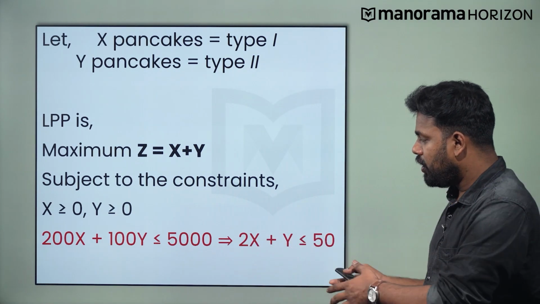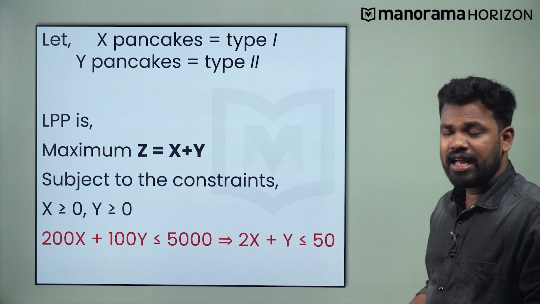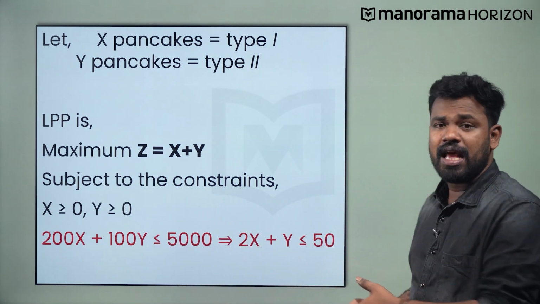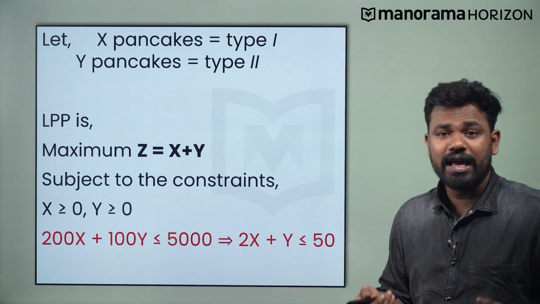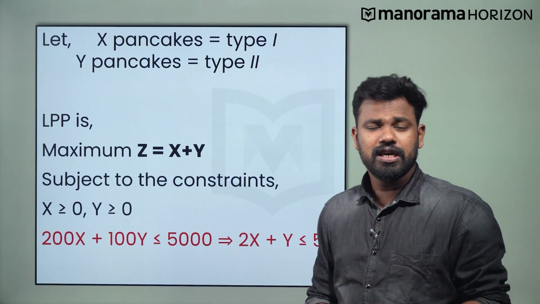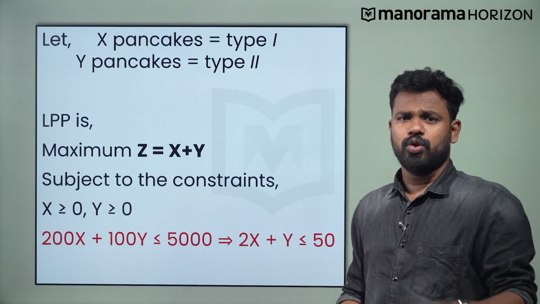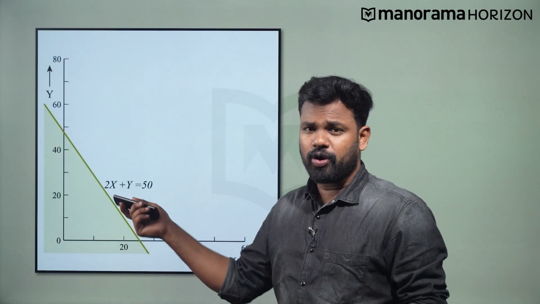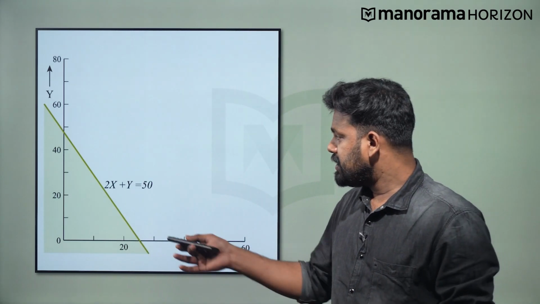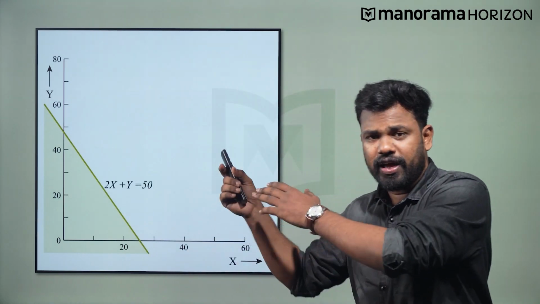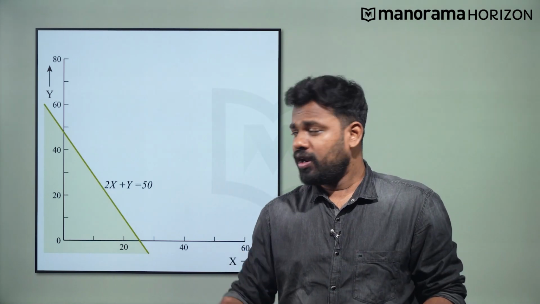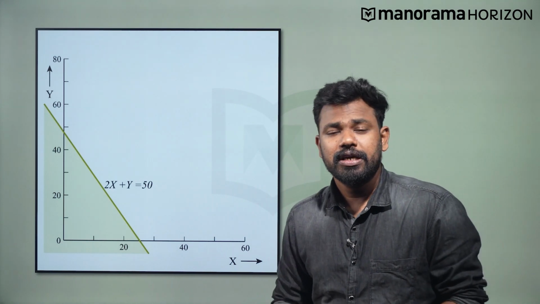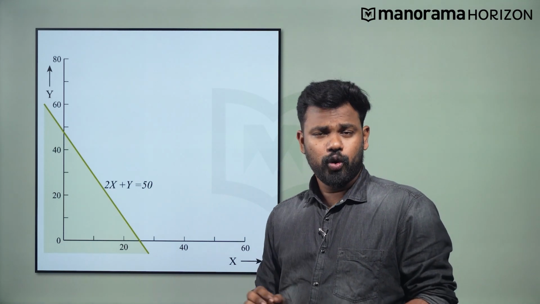You can see that this 200x plus 100y less than or equal to 5,000 can be simplified and written as 2x plus y less than or equal to 50, the first constraint. And when you get the first constraint, that is not over. You have to draw a graph for that. When you draw the graph for 2x plus y less than 50, I'm drawing here for equal to 50, but for less than 50, the area below, or the area on this side of 2x plus y equal to 50, should be shaded. And this is not final.